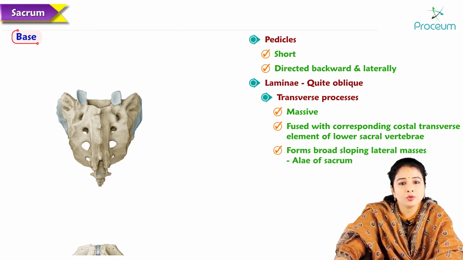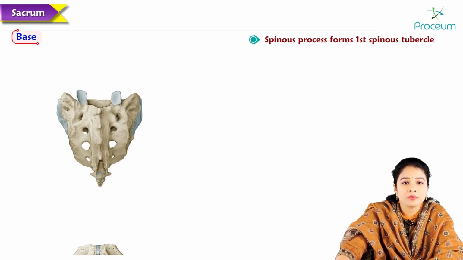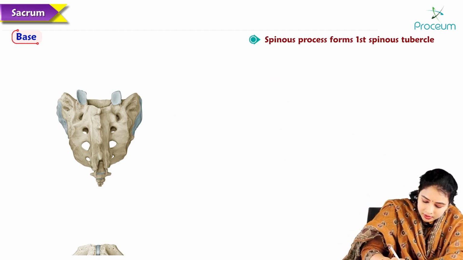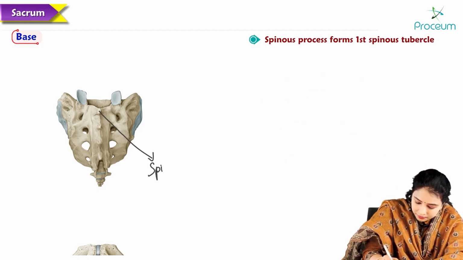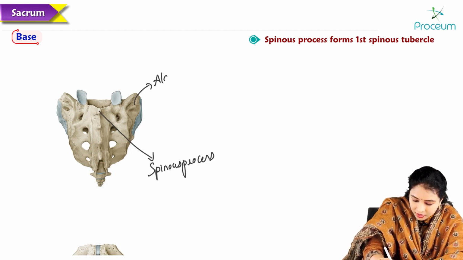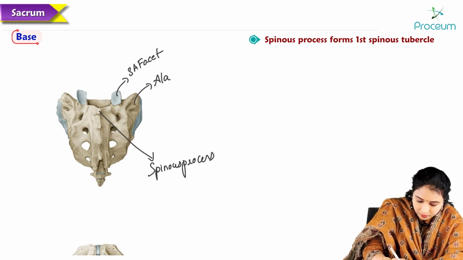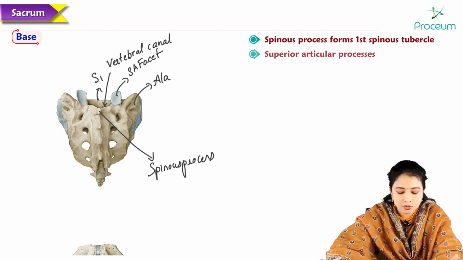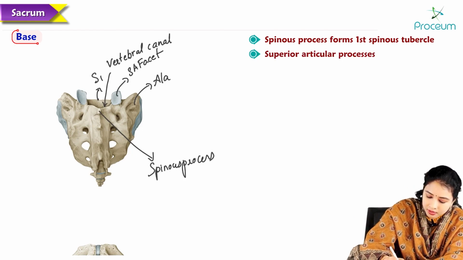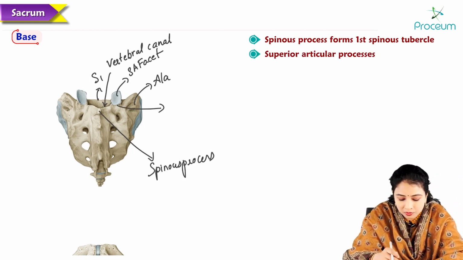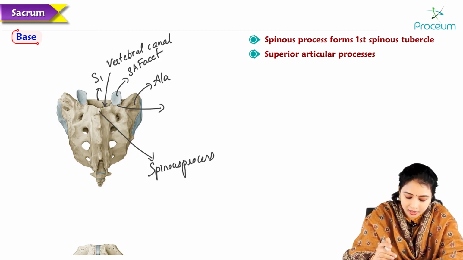Here is the dorsal view of the sacrum, where we can see the spinous process from the first spinous tubercle. This is the spinous process. This is the ala of the sacrum, and this is the superior articulating facet, and this is the body of S1. This is the superior articulating process, which bears a facet, the superior articulating facet.